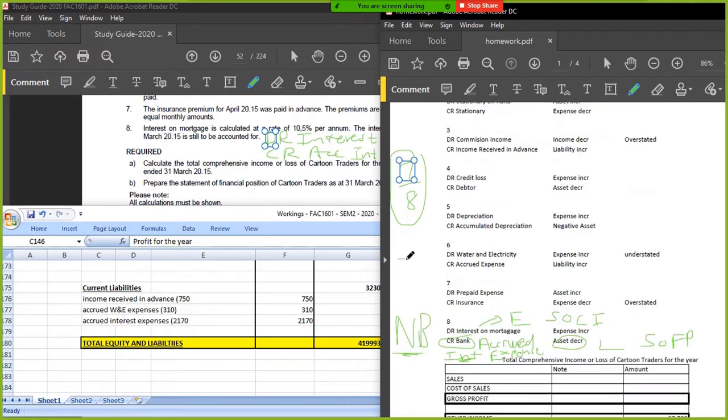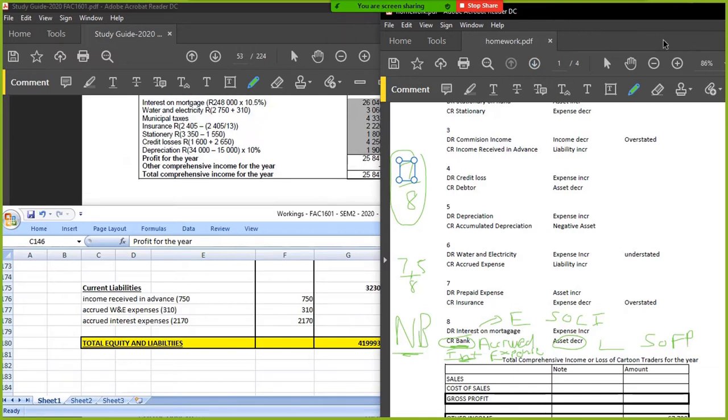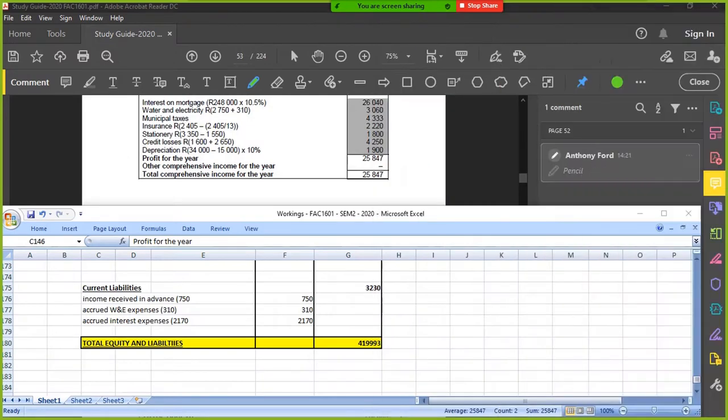It's actually 7.5 out of 8, because you only got the credit here incorrect. Just be careful. I haven't paid anyone the interest. The interest is still outstanding, and that's why it's seen as an accrual. That's why they've shown it here at the bottom. Hopefully that's making sense. Let's go check the rest.